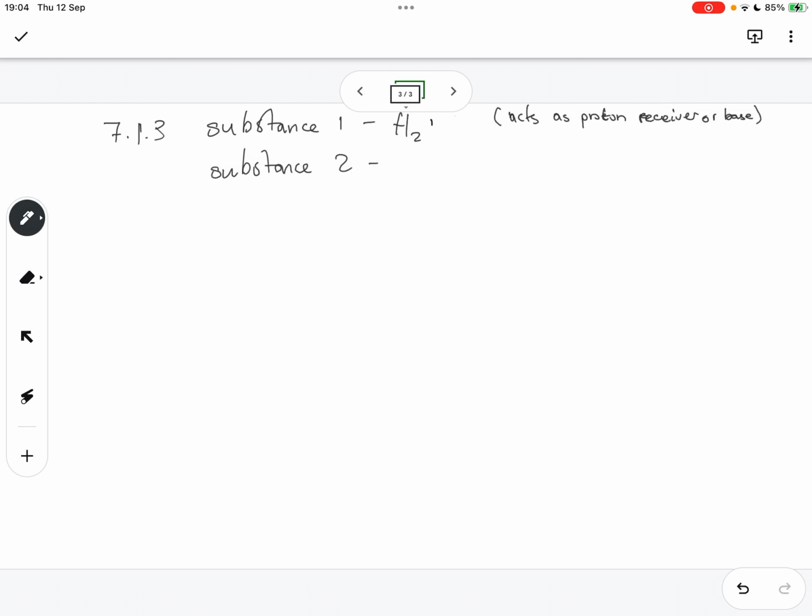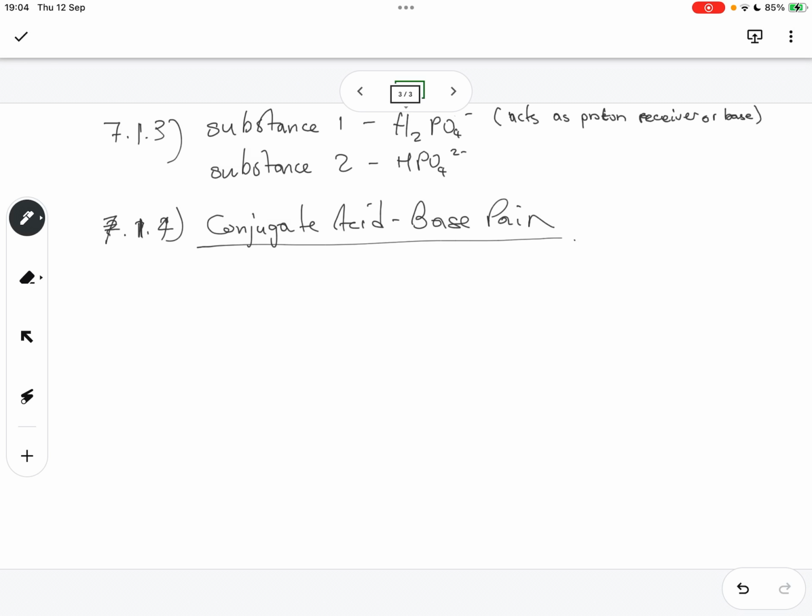I think it's when the acid loses a proton, then it forms its conjugate base. I think this is something we didn't get to discuss in our class, but it's good that we get to discuss it now. So we're going to start with an example before we answer this question.